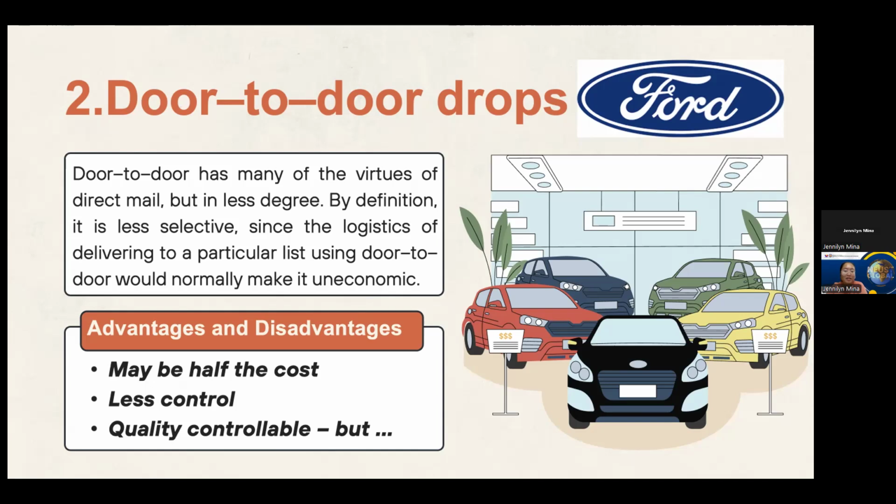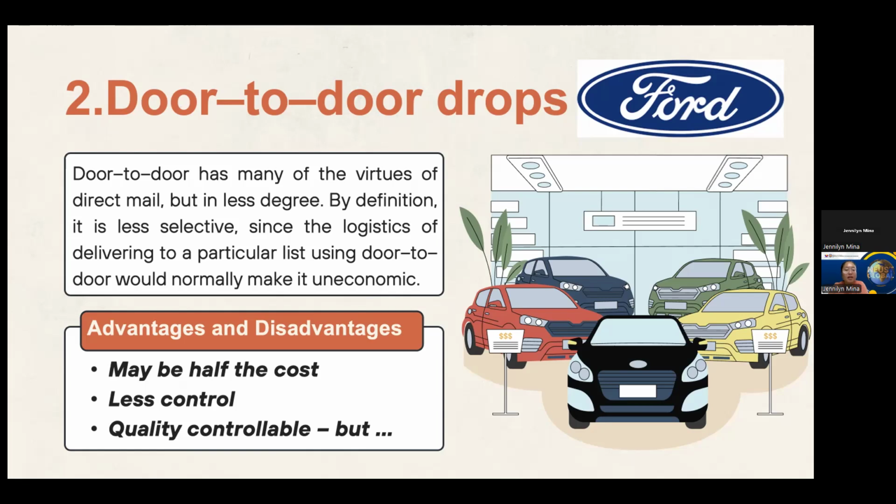It is cost-effective. Door-to-door drops can be cheaper than direct mail because there are no postage costs. For instance, Ford might spend less than half the cost of sending out direct mail advertisements while still reaching a similar audience. It is less selective. There is less control, unlike direct mail, which can target specific customer lists. Door-to-door drops often cover broader areas. This means that the materials might reach those households that are not necessarily interested in buying a car at the moment.